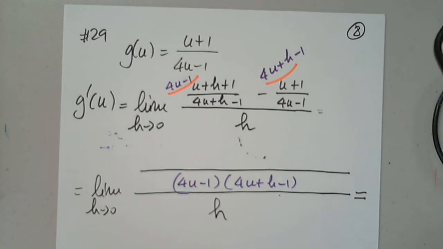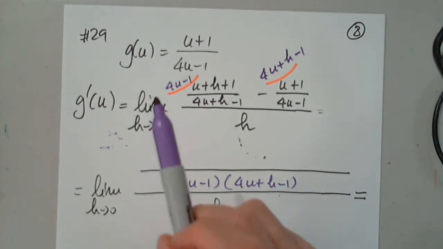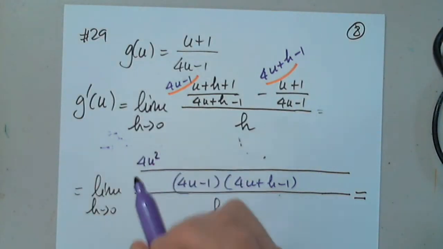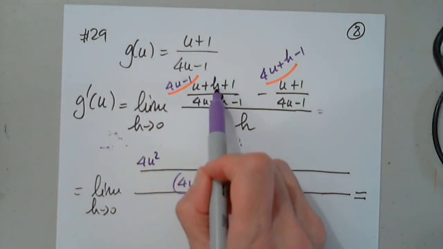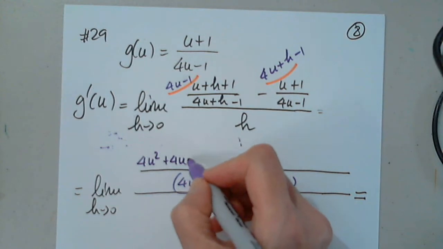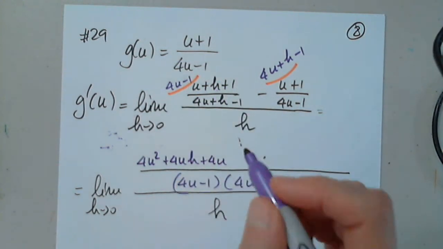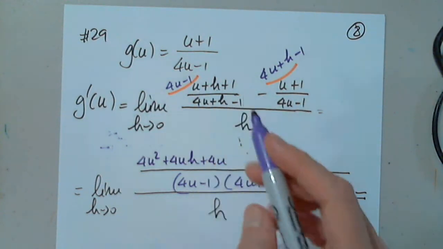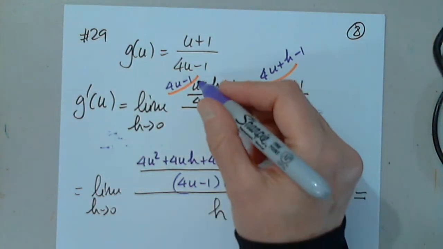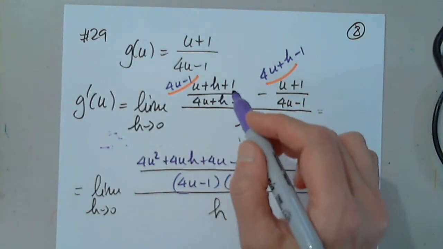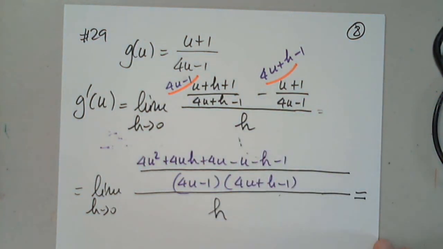Now watch me run out of room, I always do. 4u times u, 4u squared. 4u times h, 4uh. 4u times 1, 4u. Negative 1 times u, negative u. Negative 1 times h, negative h. Negative 1 times 1, negative 1.